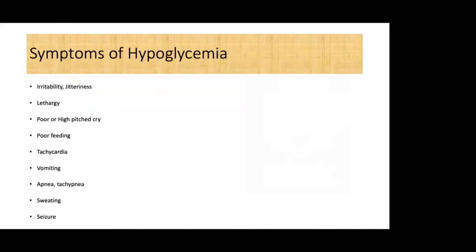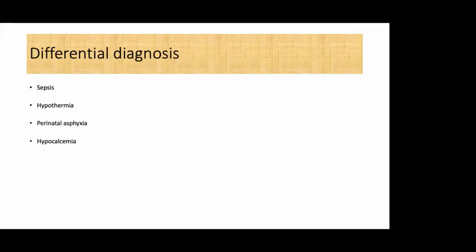Symptoms of hypoglycemia in neonates are often non-specific. They can be divided into two categories. One is the neurogenic or adrenergic symptoms, and the second is the neuroglycopenic symptoms due to lack of glucose to the brain or neurons. These symptoms are often non-specific, like irritability, jitteriness, lethargy, poor cry, high-pitched cry, poor feeding, tachycardia, vomiting, sweating, seizure, apnea, tachypnea. All these things can be present.